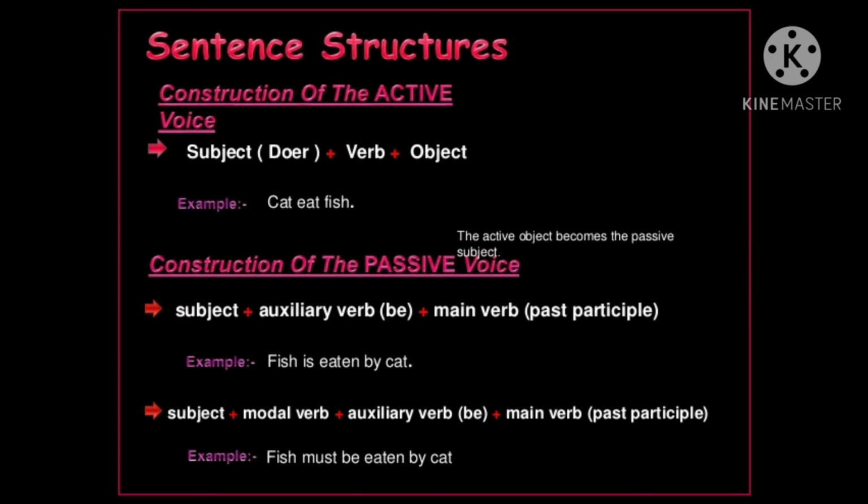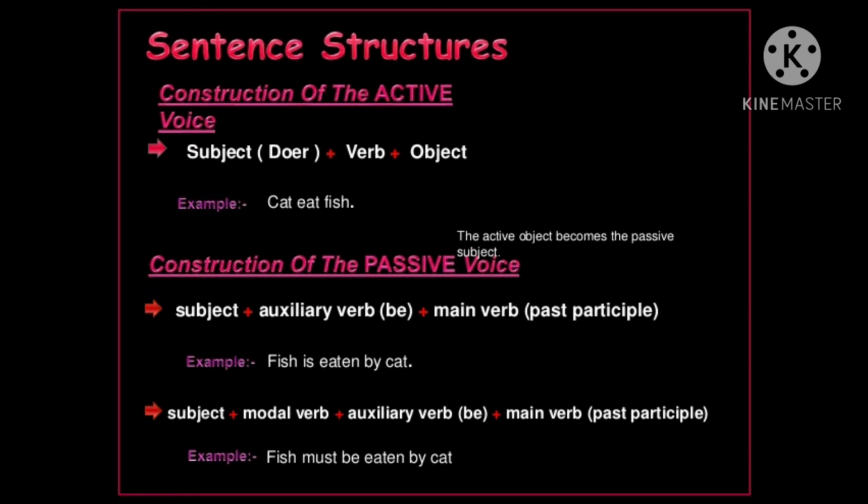Now we will know the constructions, which means we will know the sentence structure of active and passive voice both. So first we will see the construction of the active voice. There is subject plus verb plus object. For example, cat eats fish. So here cat is the subject, eats is the verb, and fish is the object.